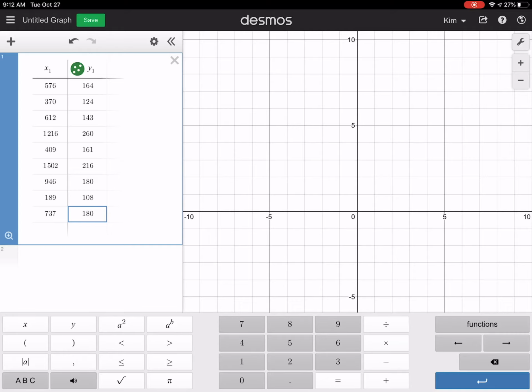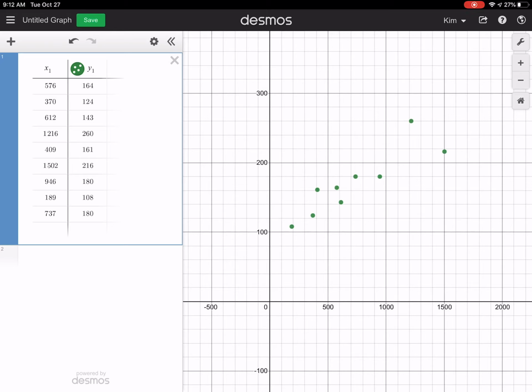Because if you look right now, we can only see from -10 to 10. So if I click that, it auto zooms my graph so that I can see all of my points. So we can see from this that our graph is probably increasing for the most part. And I think the points might end up being pretty close to the line of best fit.